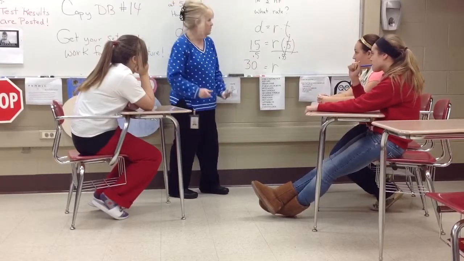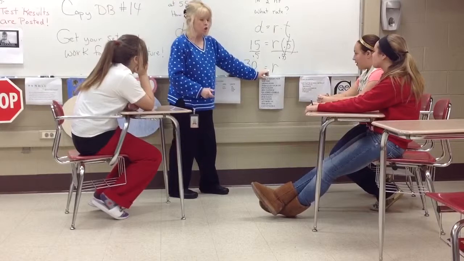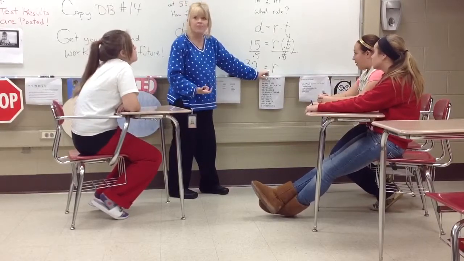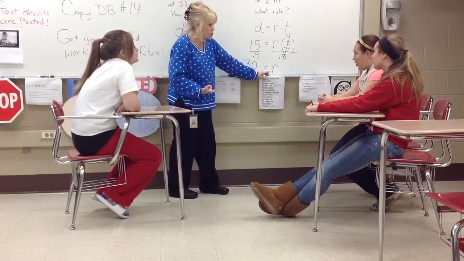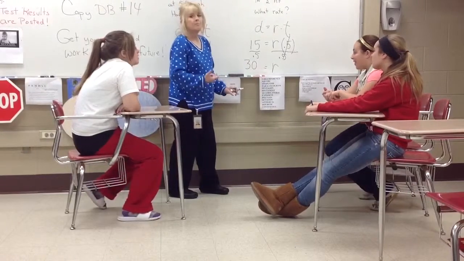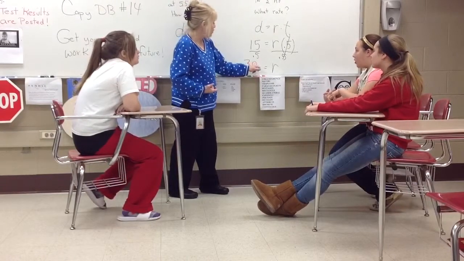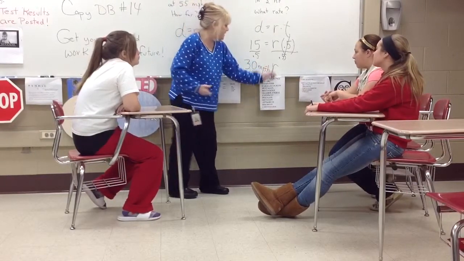Now we're going to get the label. This was a rate, so it's going to have the word per in it. So that's 30 miles per hour, and you are allowed to put MPH.